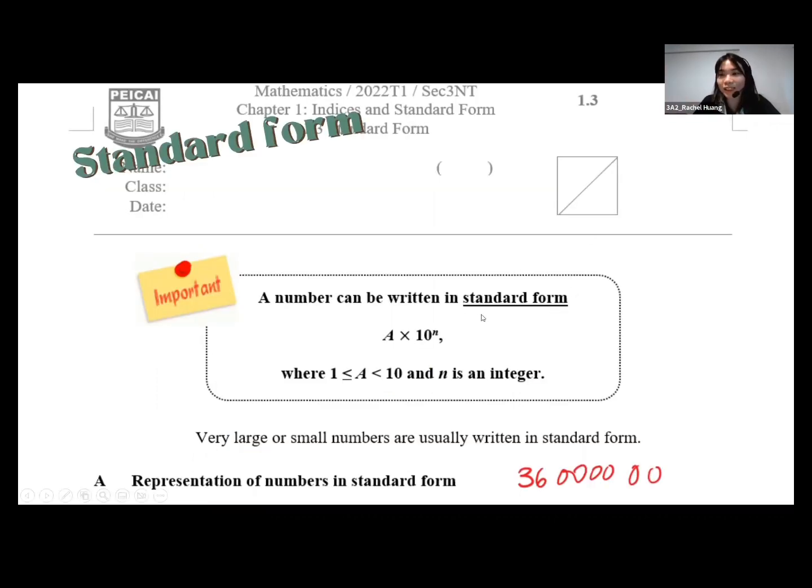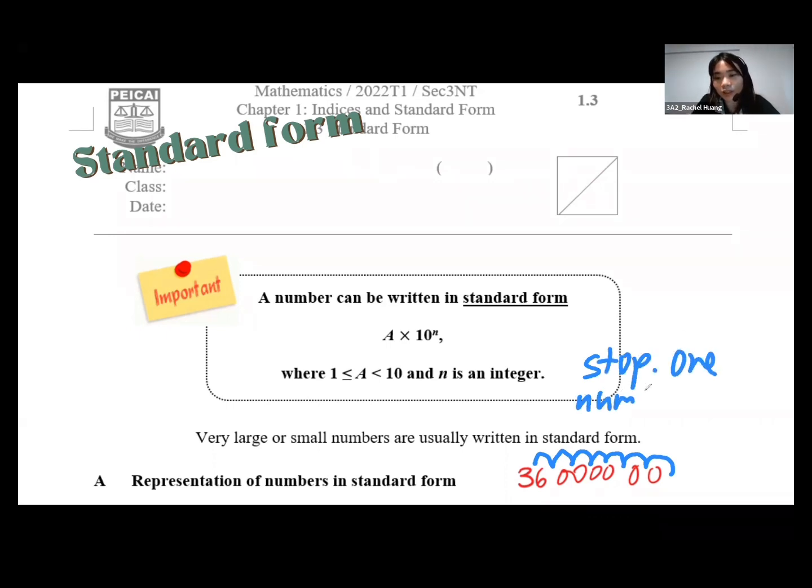Standard form is basically a way of writing big or small numbers in a form that is more concise. So let's say I have a very, very big number like 36000000. So how do I represent it in standard form? I'll do this thing called jumping. Now, jumping is when you will jump from the decimal place. So 1, 2, 3, 4, 5, 6, 7.